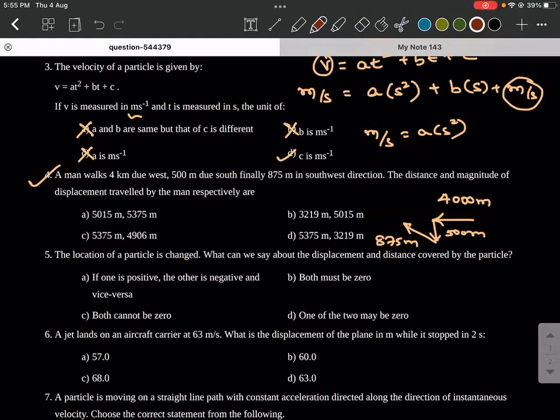So what is going to be the answer? What is the distance, guys? Distance is sum of the total path. 4,000 plus 500 plus 875. How much is the value? 4,500 plus 875. It is going to be 5375. Is that right? Is there an option? Yes, 5375. I'm able to see two options. Right. Now, what would be the right answer for the displacement?